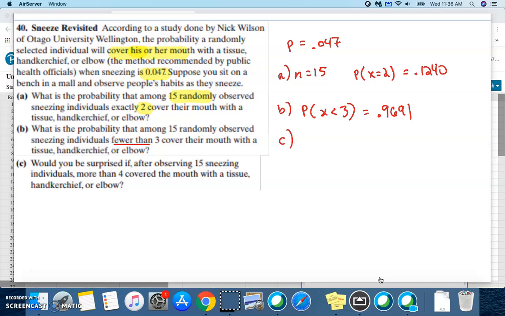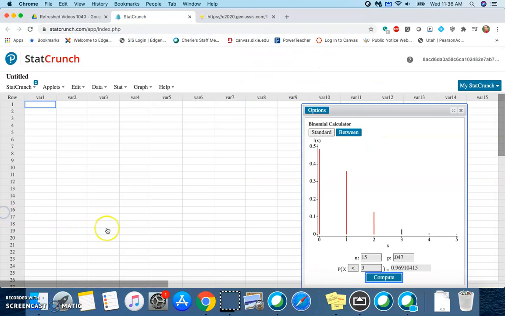Then part C: would you be surprised if after observing 15 sneezing individuals, more than 3 cover the mouth with the tissue, handkerchief, or elbow? So this is the probability that we are more than 4. And will we be surprised? Let's check out what the probability is. This would be 5, 6, 7, 8, 9, 10, 11, 12, 13, 14, or 15.